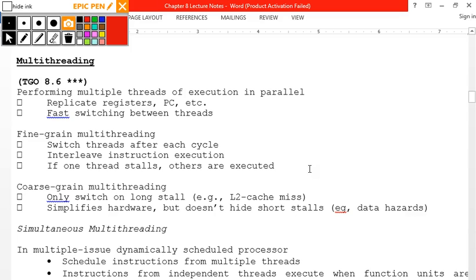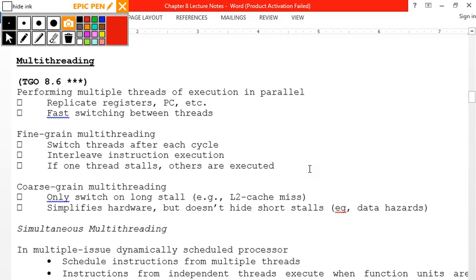And there are 3 types of ways of doing this. We're going to talk about coarse grain and fine grain multithreading, and we're going to talk about simultaneous multithreaded processors, or simultaneous multithreading.